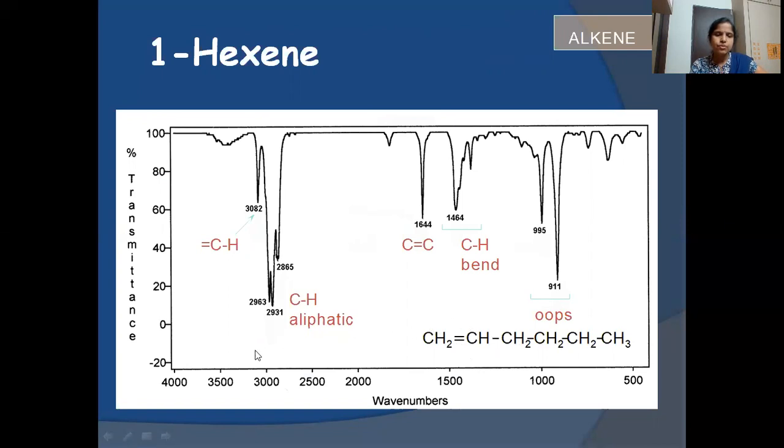First, again look for the band just below as well as above 3000. Just above is the sp2 CH stretching vibration, the alkenyl carbon, whereas just below 3000 is the alkyl carbon, that is sp3 carbon CH stretching vibrations. And because it has C double bond C, we should also observe a band around 1600. Then all the others are bending. This is OPS, meaning out of plane bending vibrations.